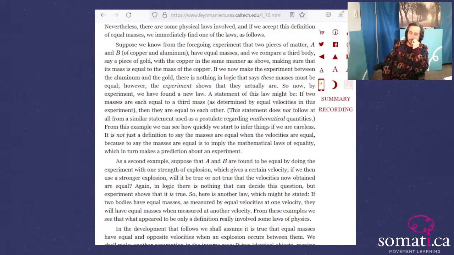I don't completely absorb this. It seems subtle. It's not just a definition to say the masses are equal and the velocities are equal. Because to say the masses are equal is to imply the mathematical laws of equality, which in turn, okay, yeah.